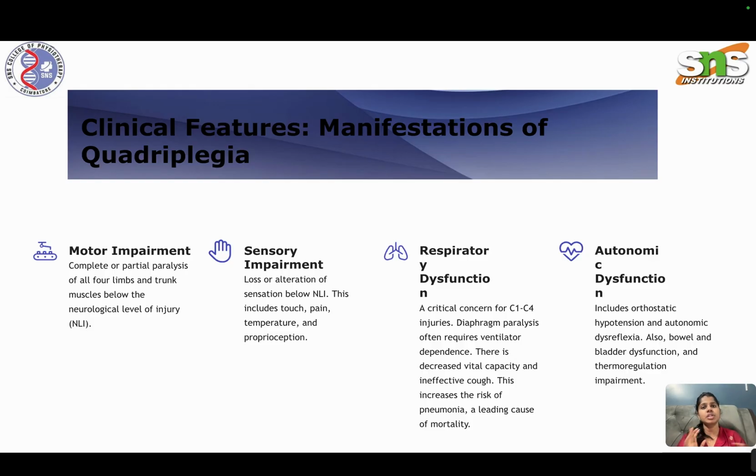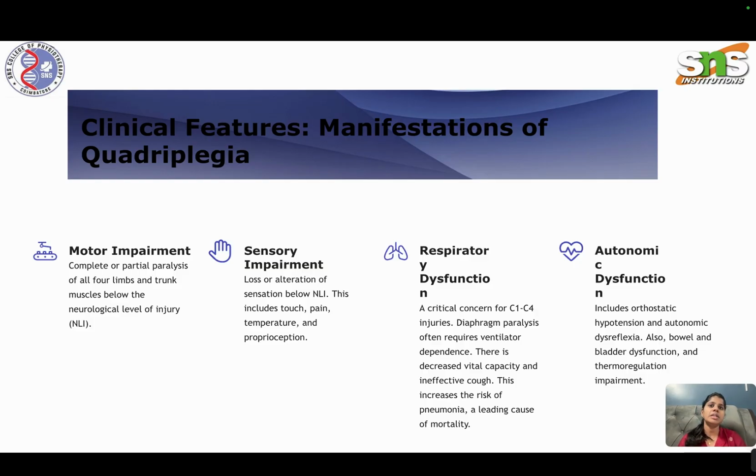Coming to the clinical features, quadriplegia affects multiple systems, as we all know. The first thing is motor, that is complete or partial paralysis of limbs. The second thing is loss of trunk control. Whereas in sensory, loss of pain, temperature, and proprioception is present. Whereas in respiratory, that is the most critical in some ways.